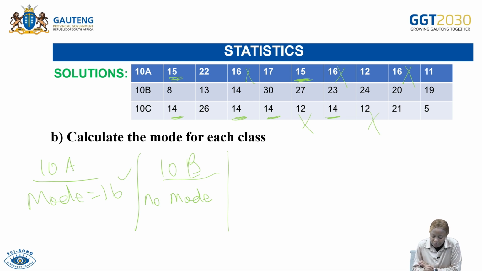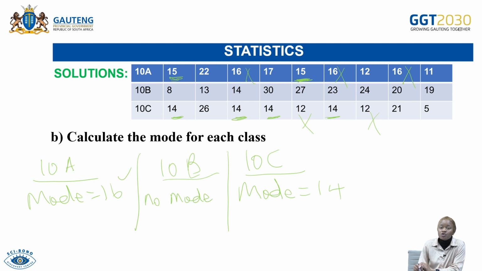So it means the number that appears the most in 10C is going to be 14, because 14 appears 4 times. So you say your mode is 14. Why are we not choosing 12? Because the 12 only appears 2 times.